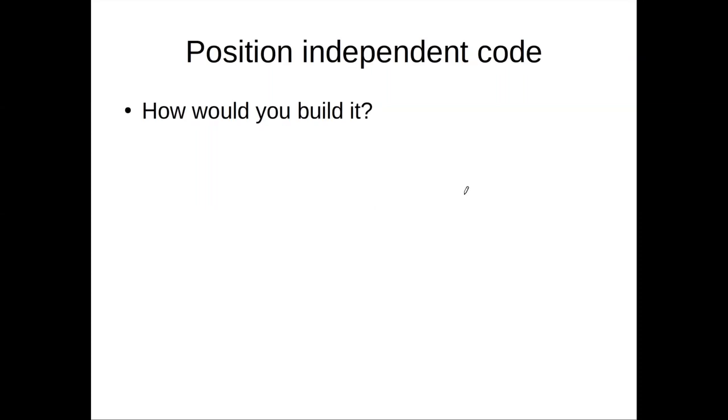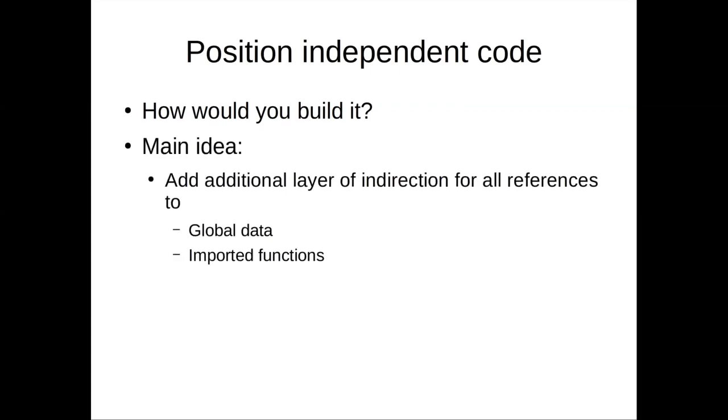So the question is, how can we build position-independent code? Well, it's nice to ask this question live because it usually results in a nice discussion, but of course I can't. So let me just give you a hint. The main idea is that we add an additional layer of indirection for all references, right? So instead of just referring to global variables in a data section or importing functions, we'll go through some tables.